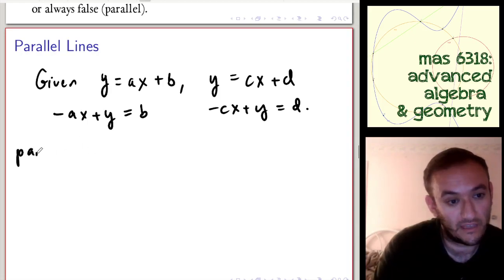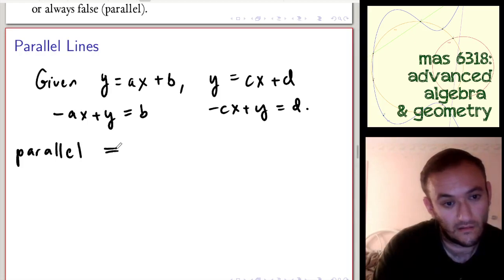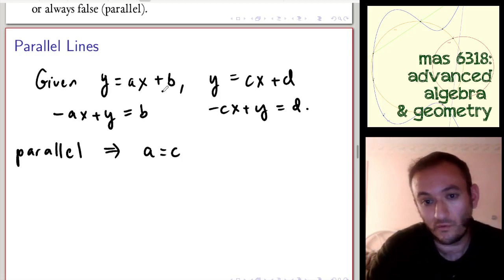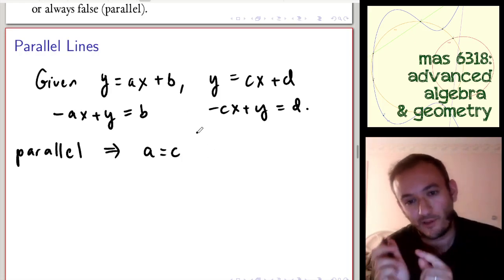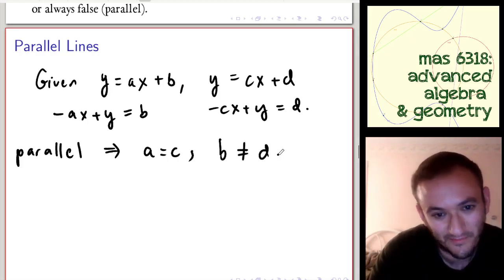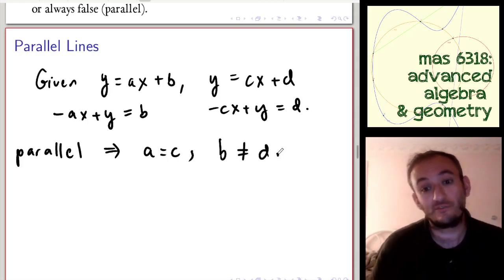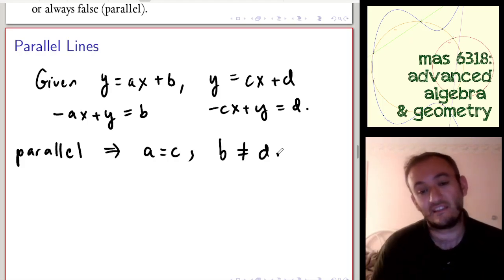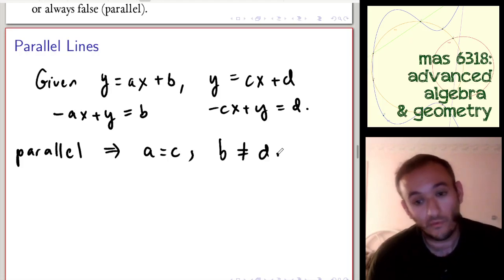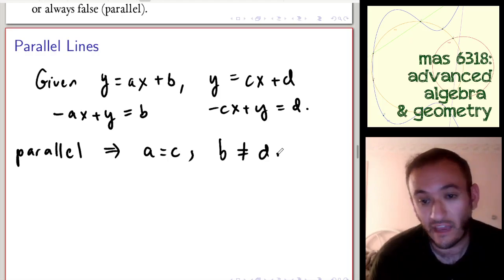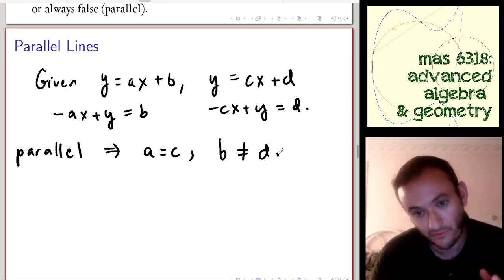So parallel means a equals c, and furthermore, b is not equal to d. Sorry, if b were equal to d, then they would be the same line. So right now, just using the fact that parallel lines don't intersect, and using the fact that we can describe our lines with equations of this form, we have characterized pairs of parallel lines as being lines with the same slope and different y-intercepts.